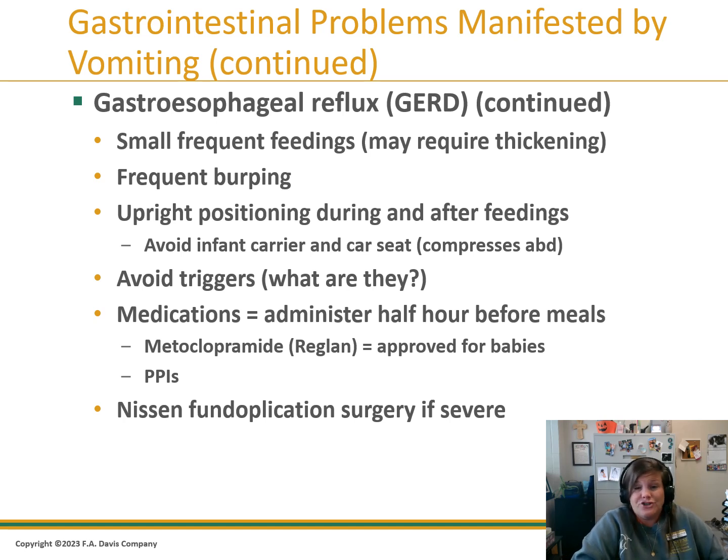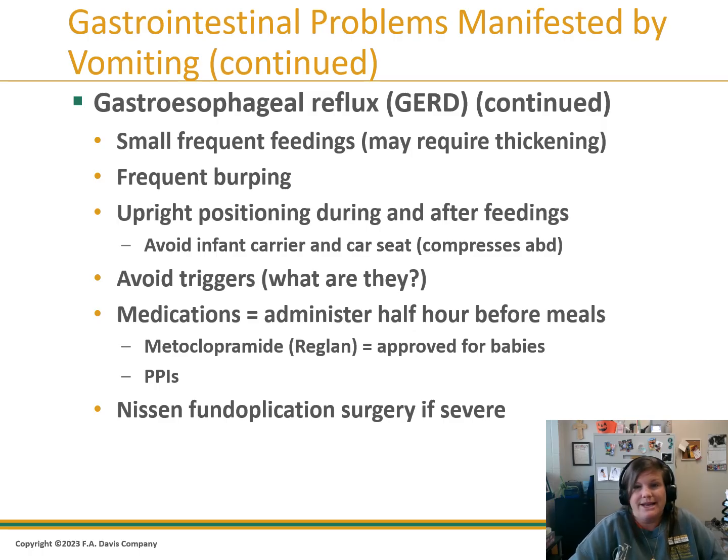If you can identify triggers, then obviously avoiding them. It might be that they need a different formula, or maybe that they're having an intolerance to the mom's breast milk, and maybe she needs to try figuring out what in her diet might be creating this reaction in the babies.